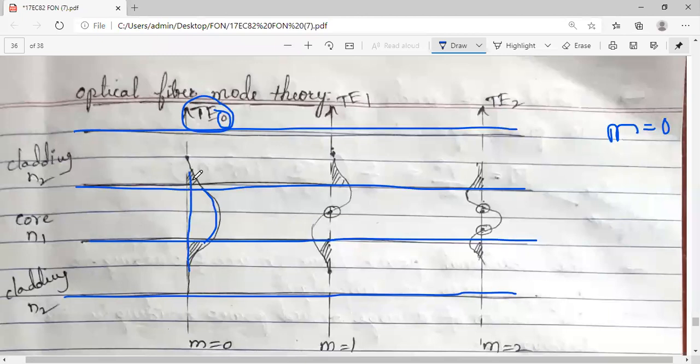And if you see, a slight part is tapering, decaying in the cladding material as well. The shaded part is the field which is in the cladding material. However, majorly it is at the center, in the core only. This is TE0. Okay, the order is 0. So we say TE0 mode.